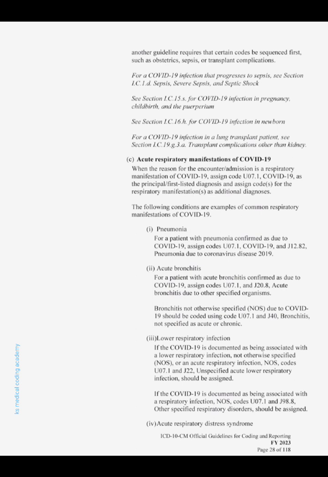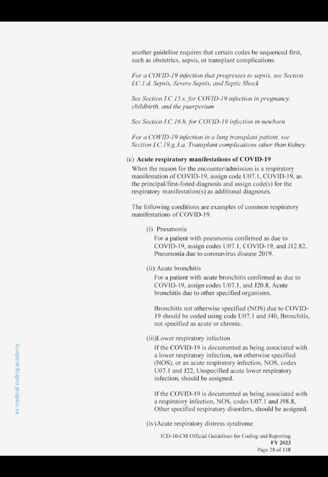II. Acute bronchitis. For a patient with acute bronchitis confirmed as due to COVID-19, assign codes U07.1 and J20.8, acute bronchitis due to other specified organisms. Bronchitis not otherwise specified, NOS, due to COVID-19 should be coded using code U07.1 and J40, bronchitis, not specified as acute or chronic.